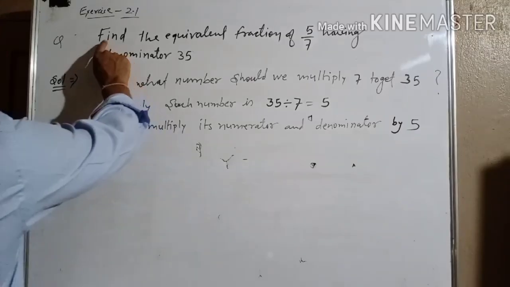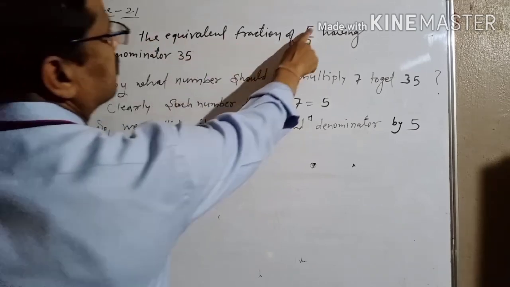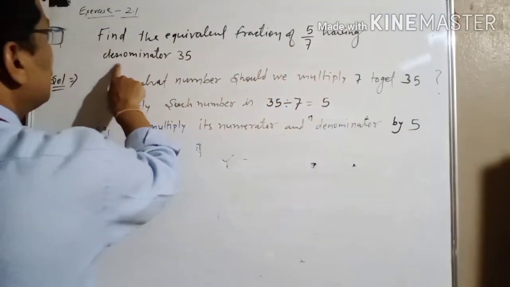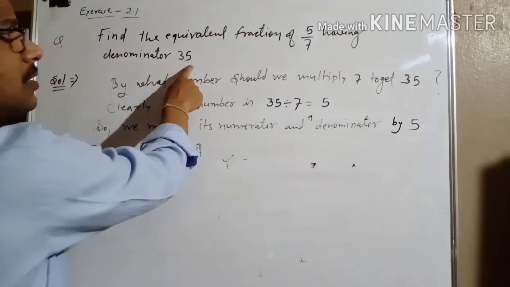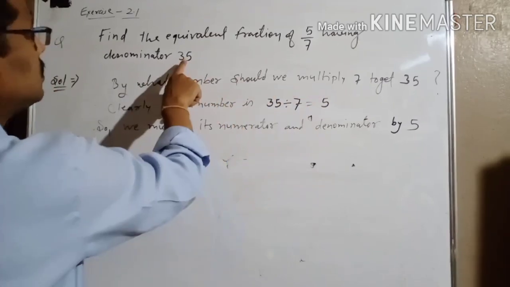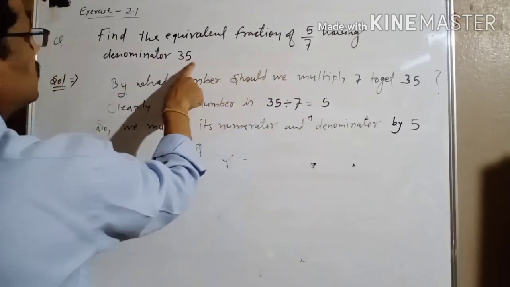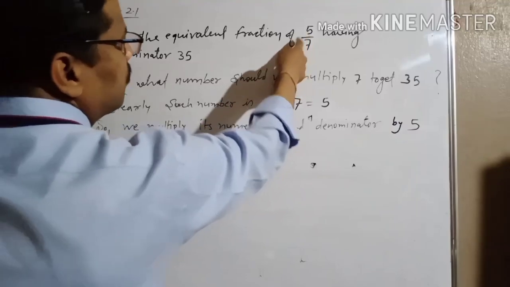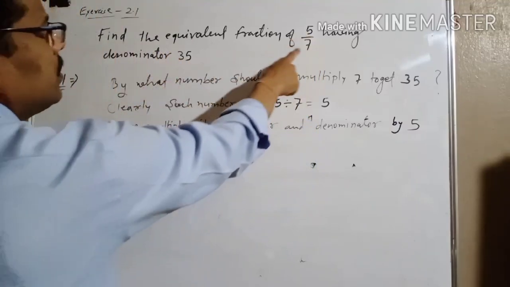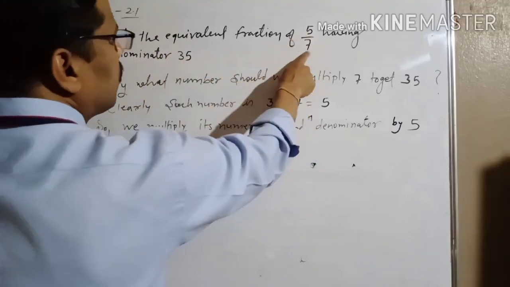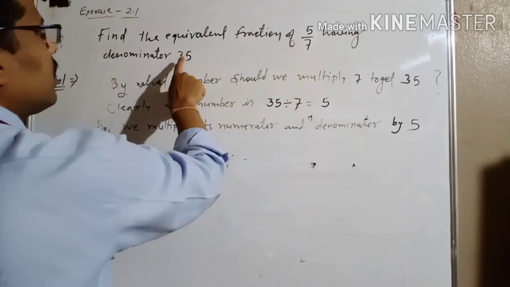Look, in this case, find the equivalent fraction of 5 upon 7 having denominator 35. You are talking about denominator. This I had made clear. Now here we want to change its denominator. We want its denominator 35, so we'll use its denominator. We want greater denominator. The desired denominator is greater.